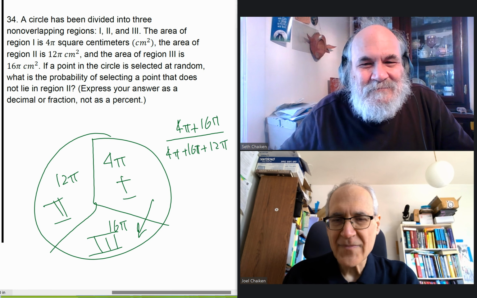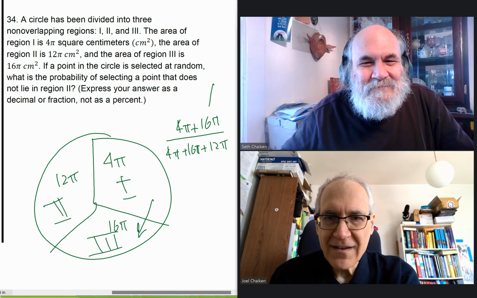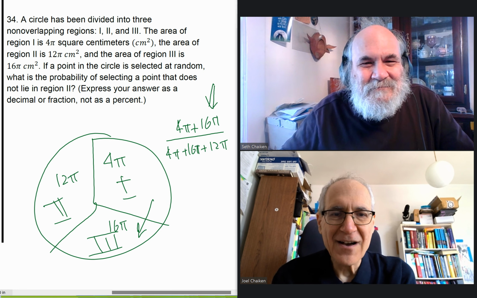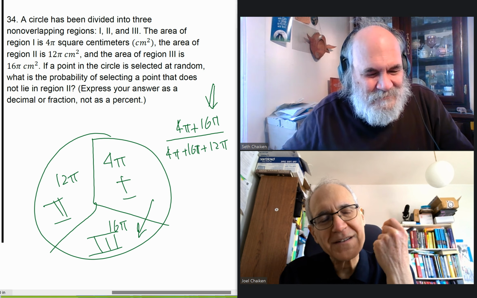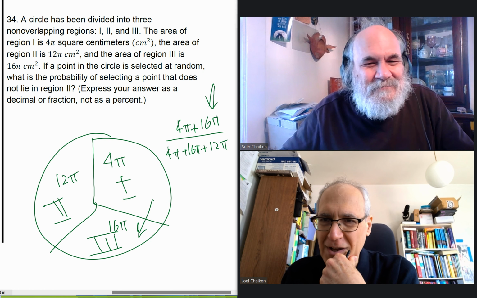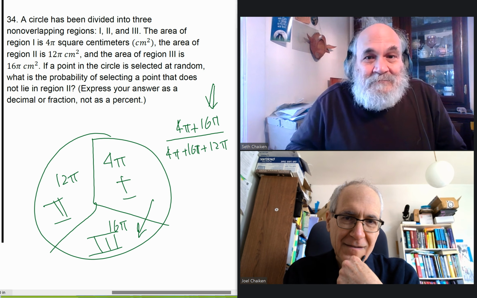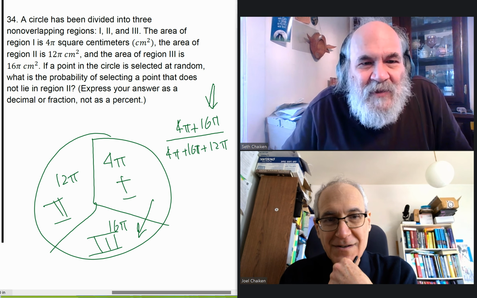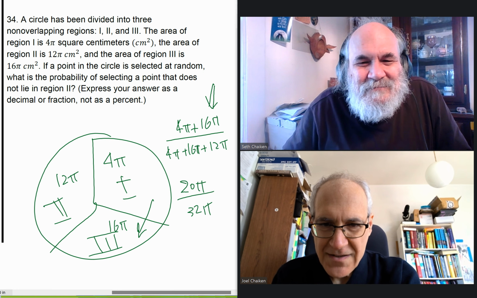And that's the answer. So that's the basic definition of probability: the chosen area, 1 and 3, divided by the total area. So this is 20 pi, and this is 32 pi. So the pi's cancel.